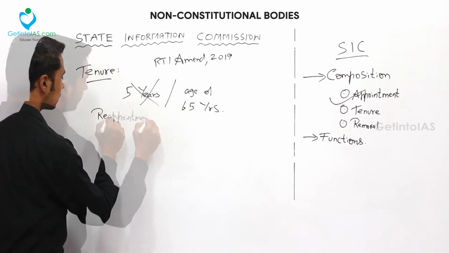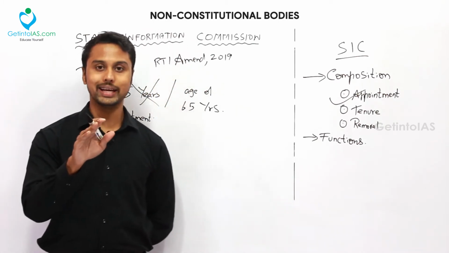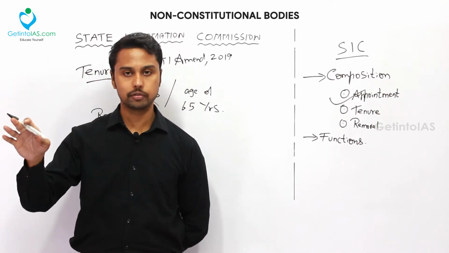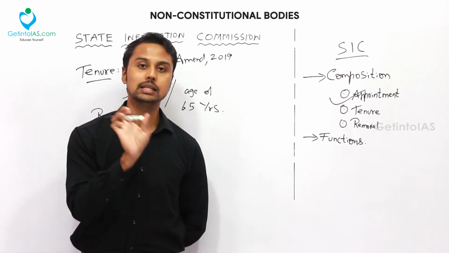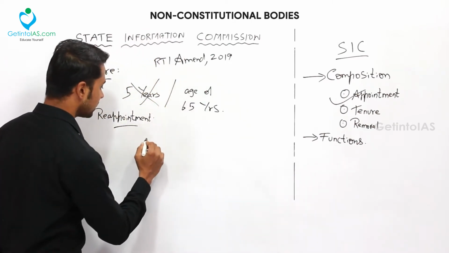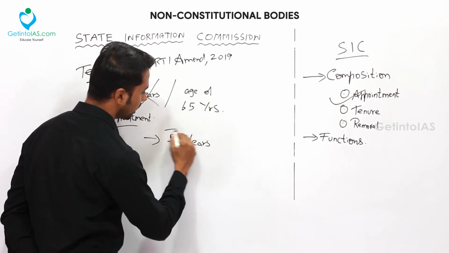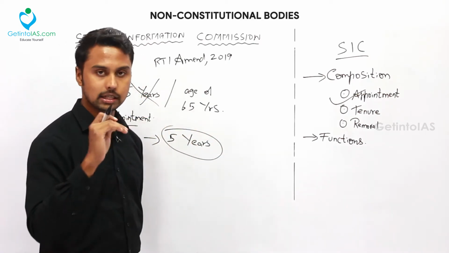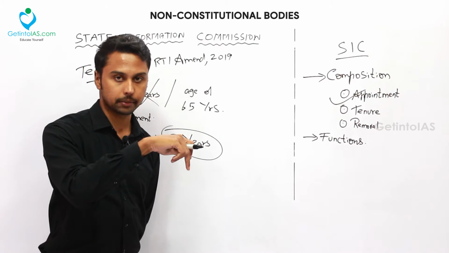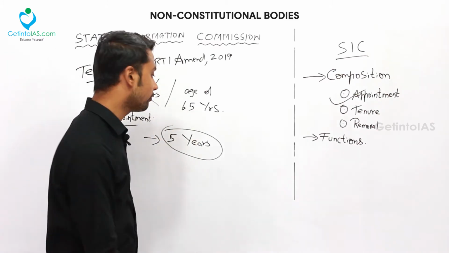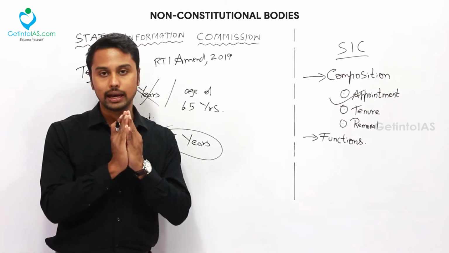So we have seen the tenure. About reappointment: in general, both your State Chief Information Commissioner and State Information Commissioners are not eligible for reappointment to any state or central government offices, but the State Information Commissioner is eligible to become the State Chief Information Commissioner, though the total period should not be more than 5 years, including the tenure as Information Commissioner. Let me take an example and explain.